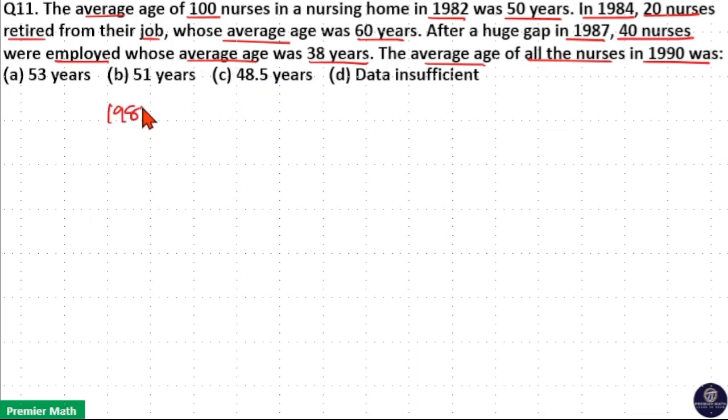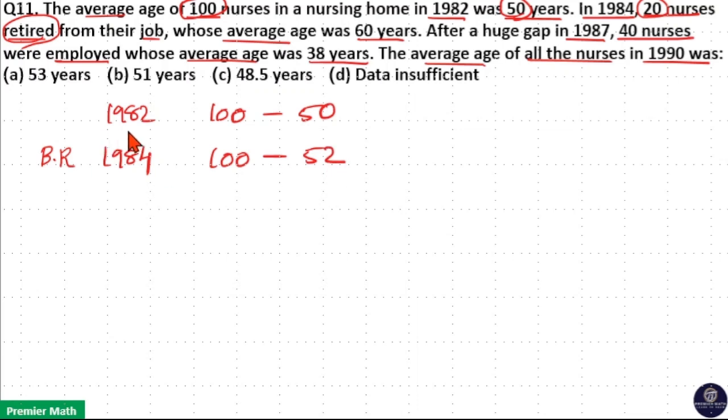In 1982, average age of these 100 nurses was 50 years. And in 1984, 20 nurses retired from their job. So, before retirement, in 1984, average age of these 100 employees was 52, because there is a 2-year increment from 82 to 84. So, average increment is plus 2. 50 plus 2 is 52.